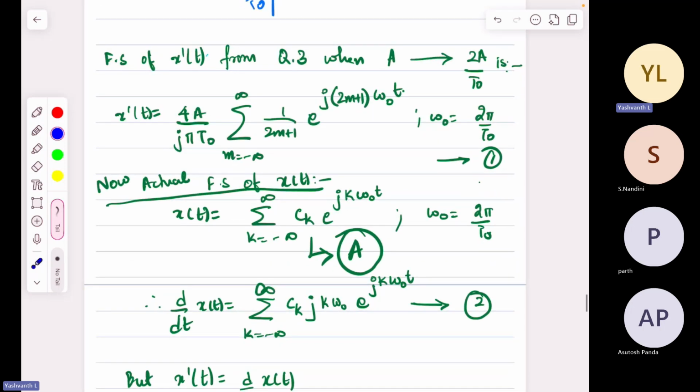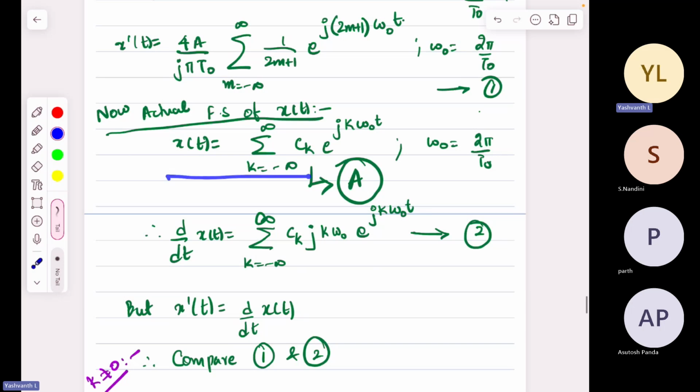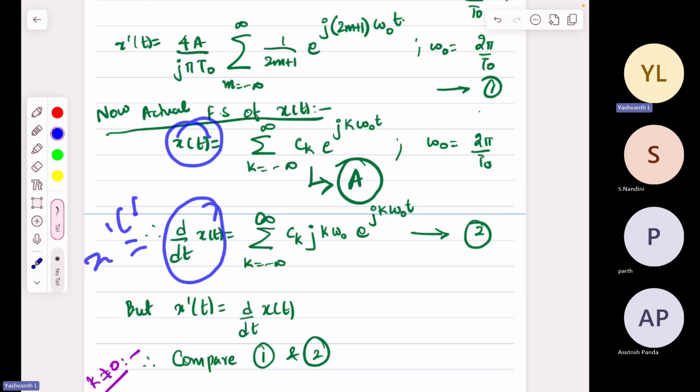So let me write down the actual equation of the Fourier series. The Fourier series of x of t is nothing but the summation k equal to minus infinity to plus infinity of ck e power jk omega naught t. And I need to find ck. That's the goal. I differentiate this equation with respect to t on both sides. So this becomes d by dt of x of t, which is equal to x dash of t only.